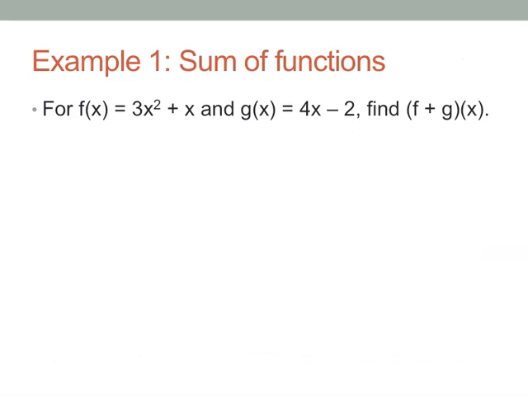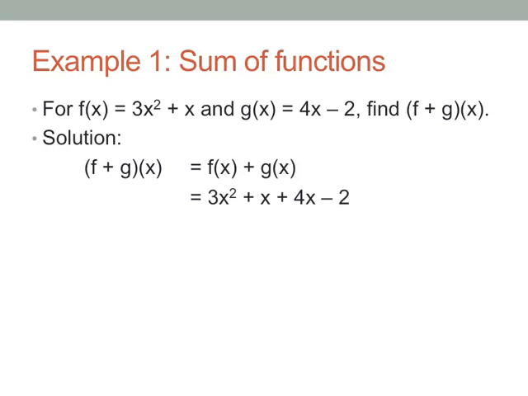We have f of x equals 3x squared plus x, g of x is equal to 4x minus 2. Find f plus g of x. So again, f plus g of x really just means f of x plus g of x. And so we'll go ahead and add 3x squared plus x plus 4x minus 2. Combine any like terms that you see there, and we have 3x squared plus 5x minus 2, and that is our answer.